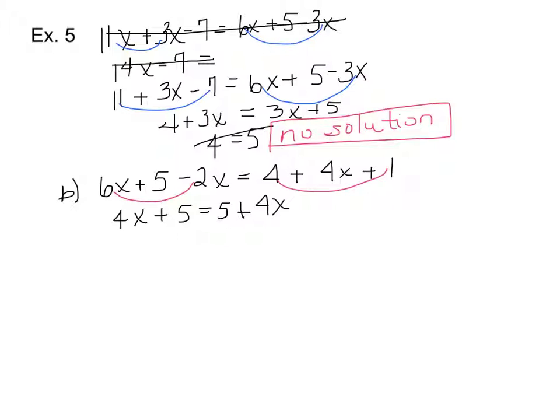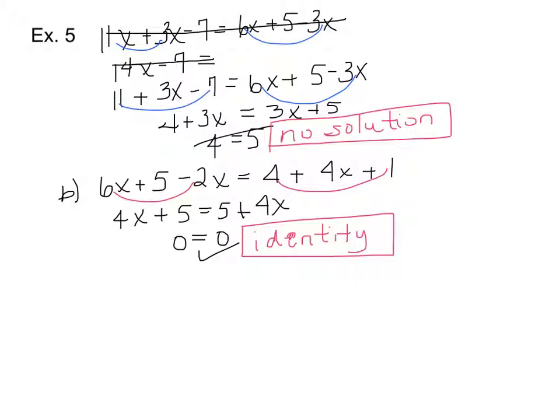And even if you got the variables on one side and the numbers on the other, you're going to notice that you're going to get 0 equals 0. Now we know this is a true statement, and since it's always true, we have what is called an identity. And when you think about identity, you think about yourself or the same or you, and 0 equaling 0. That's going to always be true. Okay, so those are 2 examples.